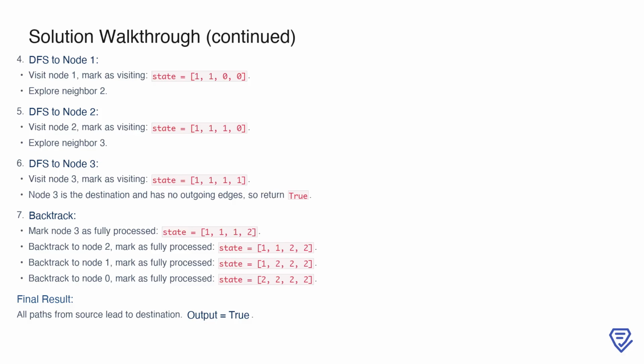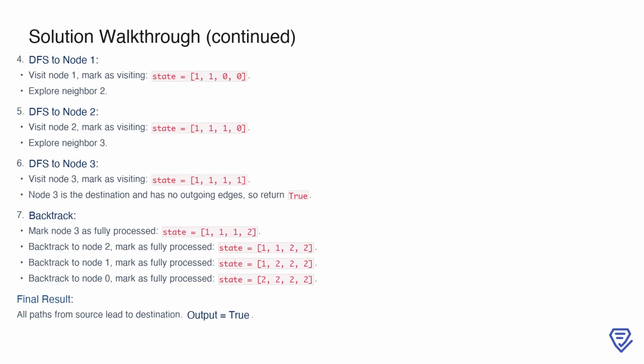We mark node 1 as visiting by updating its state to 1. Then, we continue the DFS by exploring node 1's neighbor, node 2. At node 2, we mark it as visiting and proceed to its neighbor, node 3. When we reach node 3, we mark it as visiting and check if it's the destination. Since it is and it has no outgoing edges, we can return true for this DFS path.